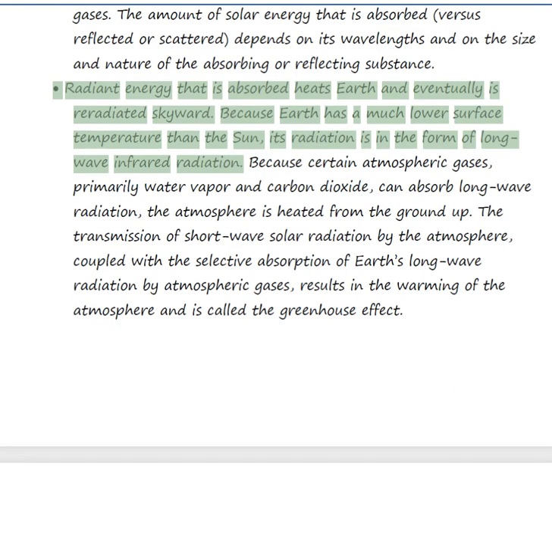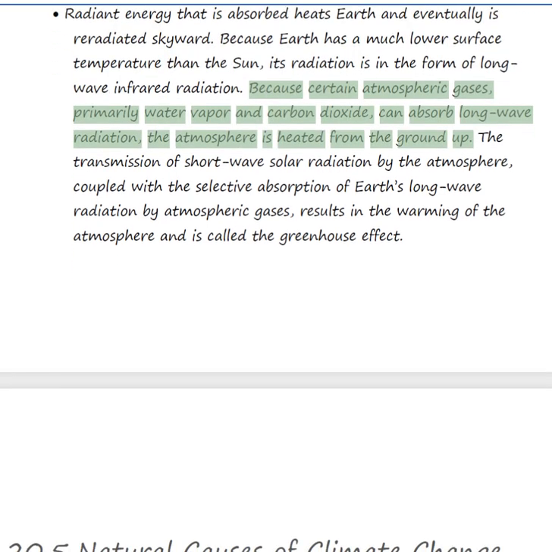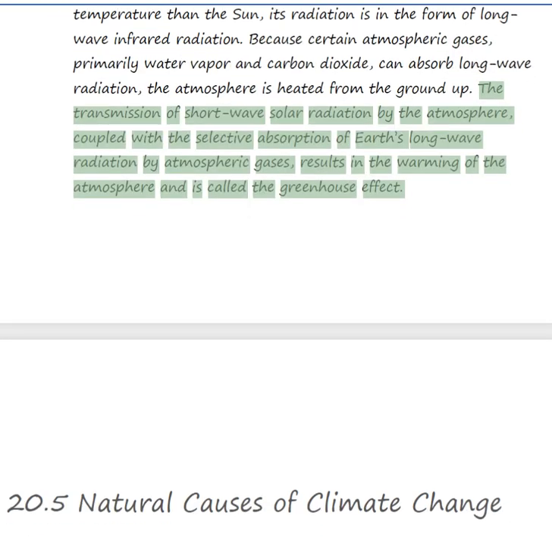Radiant energy that is absorbed heats Earth and eventually is re-radiated skyward. Because Earth has a much lower surface temperature than the Sun, its radiation is in the form of long-wave infrared radiation. Because certain atmospheric gases, primarily water vapor and carbon dioxide, can absorb long-wave radiation, the atmosphere is heated from the ground up. The transmission of shortwave solar radiation by the atmosphere, coupled with the selective absorption of Earth's long-wave radiation by atmospheric gases, results in the warming of the atmosphere and is called the greenhouse effect.